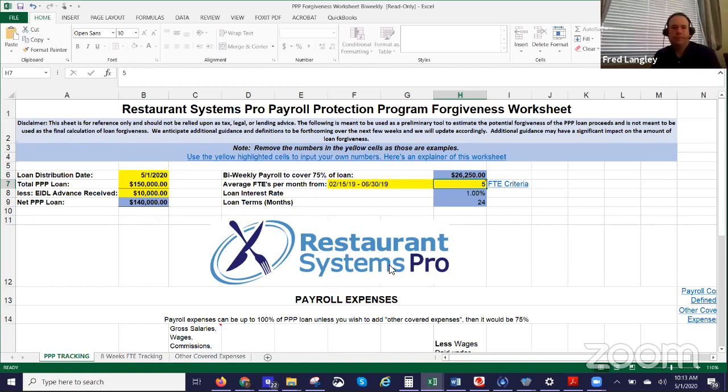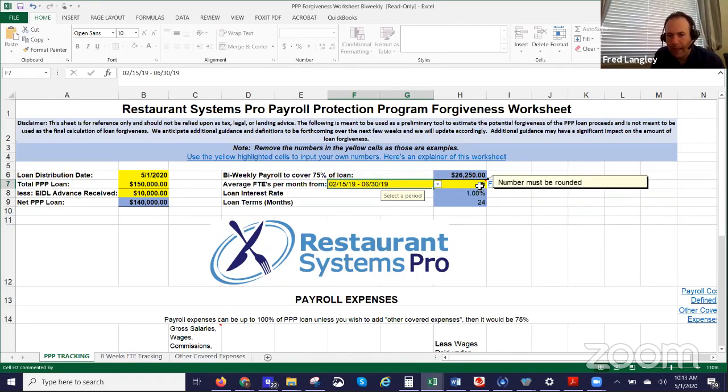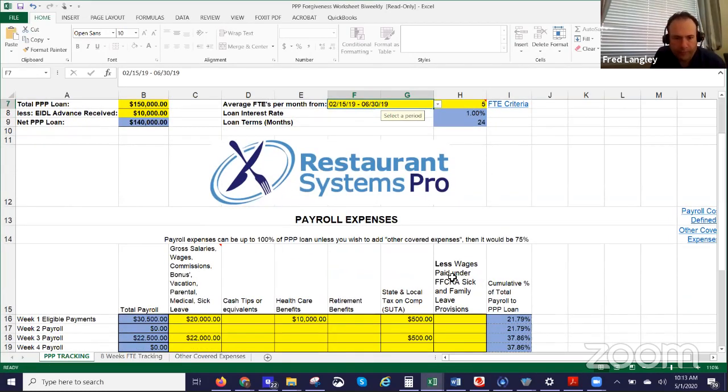All right. So here we go. We have these date ranges we can choose. I'm recommending you choose the lesser of the two so that you can more easily meet your criteria. Once you've calculated your average number of full-time equivalents, the definition of a full-time equivalent by the SBA is 30 hours per week. So if they work 30 hours or more per week, they will be considered a full-time equivalent. That's going to be a really, really important thing in this.